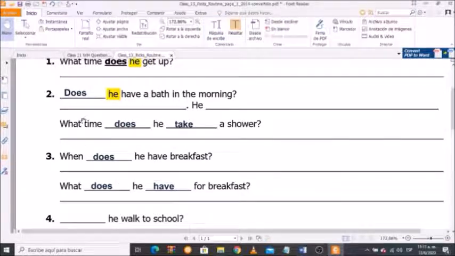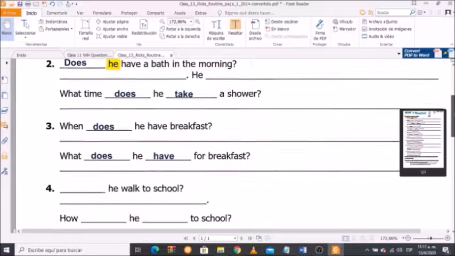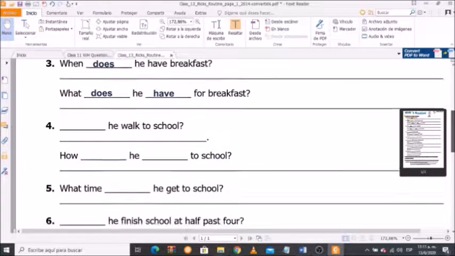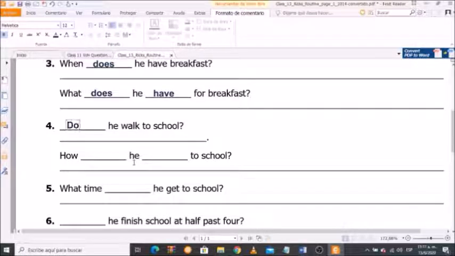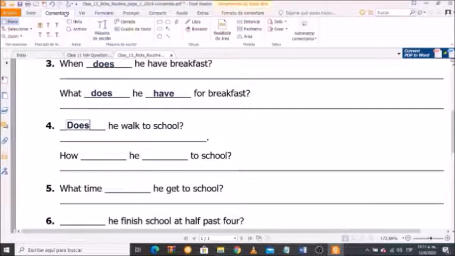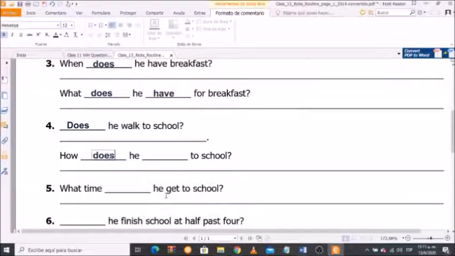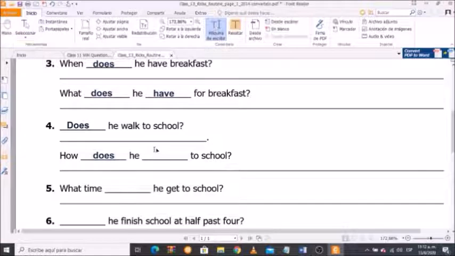Fíjense que algunas de nuestras preguntas usan WH words, que lo vimos hoy también en la clase de hoy, que dijimos que usábamos estas palabras para buscar información específica, cuando queríamos preguntar por información específica. Very good. Number four. He walked to school. And again, does he walk to school? Then, how? Very good.